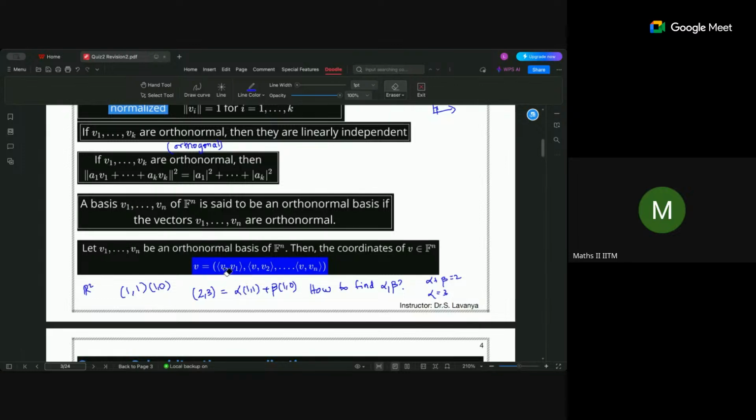Your alpha will be simply the inner product <v, v1>, and beta is simply the inner product <v, v2>. You don't have to solve anything. If you have an orthonormal basis, you can simply write the inner product <v, v1> as alpha and the inner product <v, v2> as beta. So that is the advantage of having an orthonormal basis. Clear? Okay.